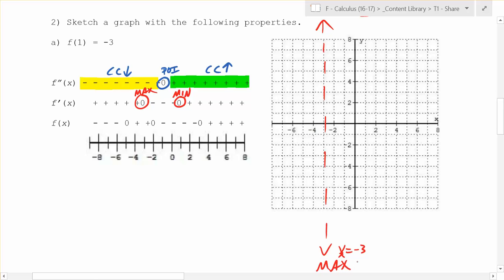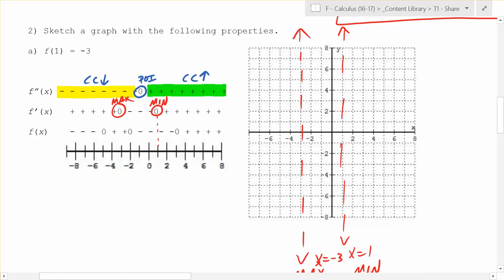Where's the min happening? What x value is that? 1. So you know x equals 1 is somewhere on there is a min, right? Where's your point of inflection? Where does that point of inflection look like it's happening? Just round. It looks like it's negative 1, right? So what's happening right here? A point of inflection.